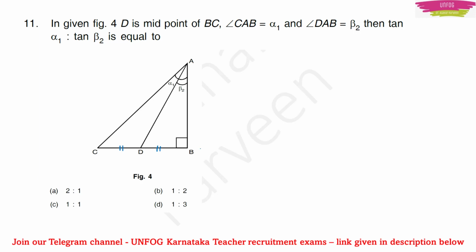Then angle CAB is alpha 1 and angle DAB is beta 2. Then tan alpha 1 is to tan beta 2 is equal to... So this is the question: tan alpha 1 is to tan beta 2. This you have to find.